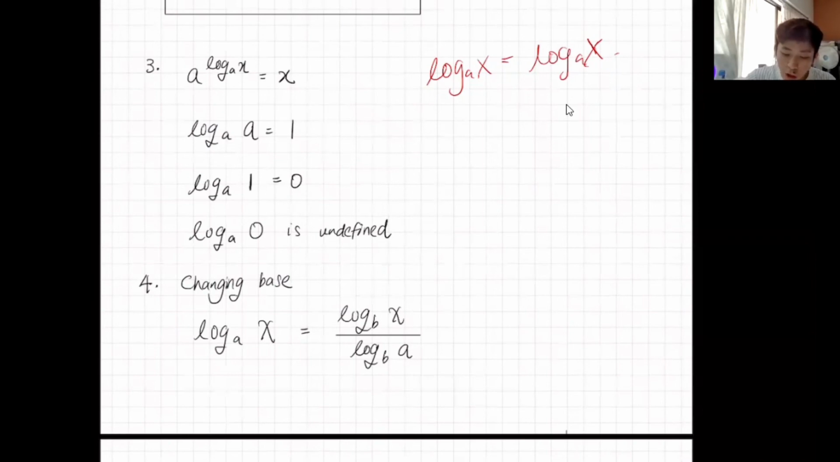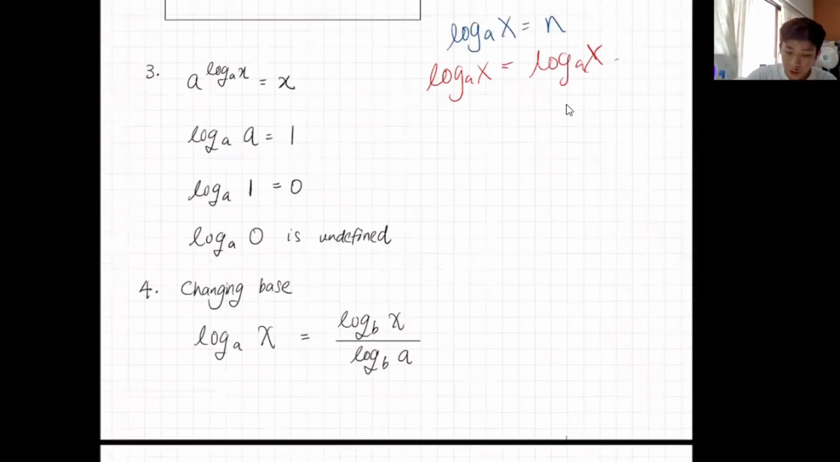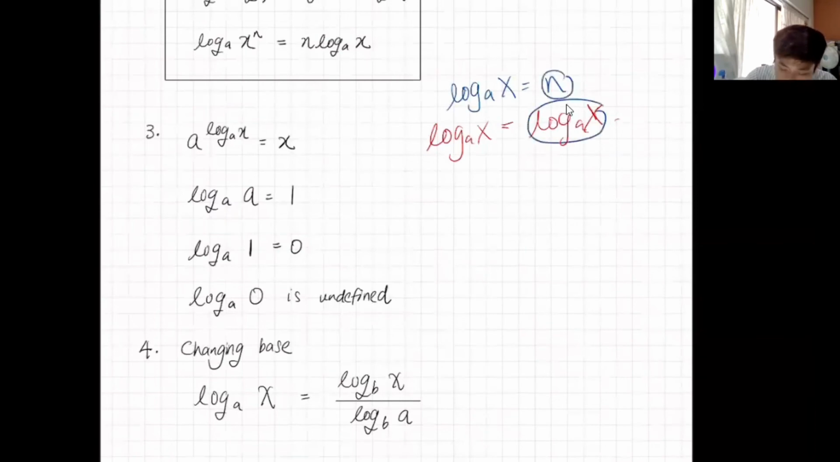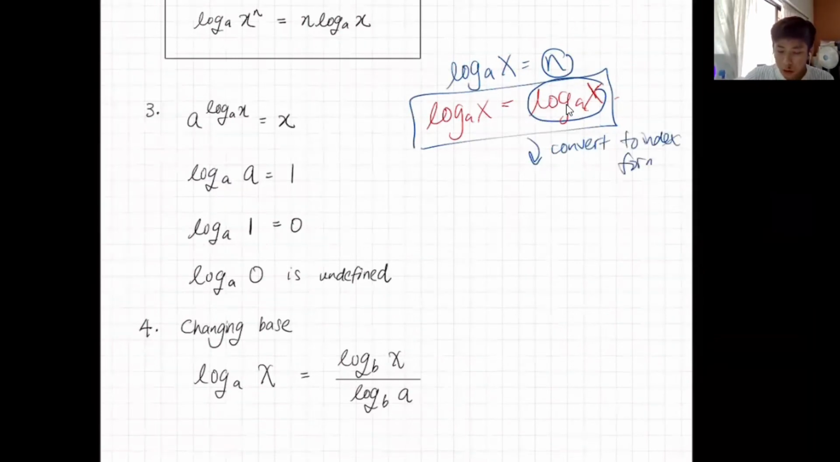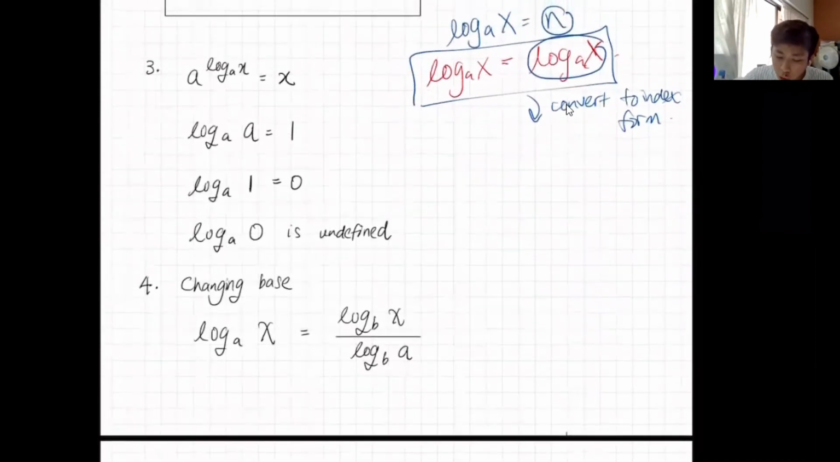So now I want you to think of this as log ax is equal to n. Can you see? This is n. I want you to convert. So you try to treat this as a logarithmic form. I want you to convert to index form. How do you convert to index form? If you know how to analyze this question, you know straight away log ax means what? A to the power of what gives you x? You know that a to the power of this right hand side thing gives you x.